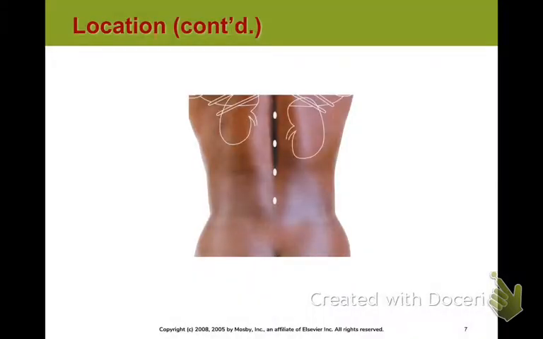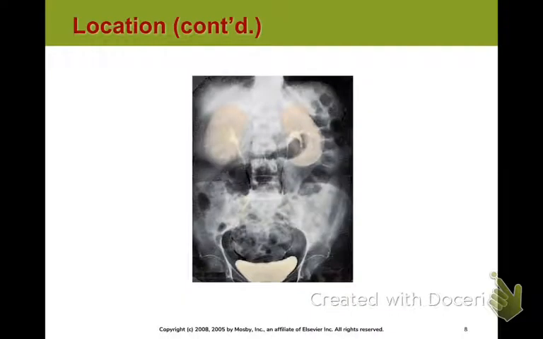This is a view from the back showing that the right kidney is a little bit lower than the left kidney. This is an x-ray where they've used a dye with contrast, which shows up differently on an x-ray, showing the kidneys, the ureters you can see running down, and then the bladder down at the bottom.